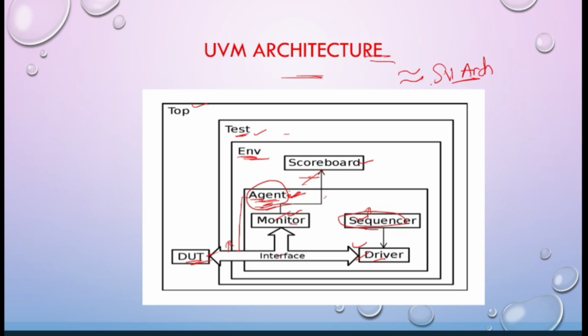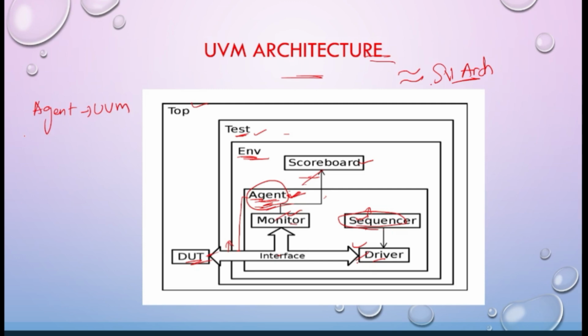Apart from that, you already know that the driver is used to convert the basic transaction into a pin level transaction, and the monitor is used to monitor all the signals that it gets from the DUT. You already know what the monitor and driver do. So in today's video we are going to talk about the agent. Agent is very important within UVM, right? So what does this agent do?